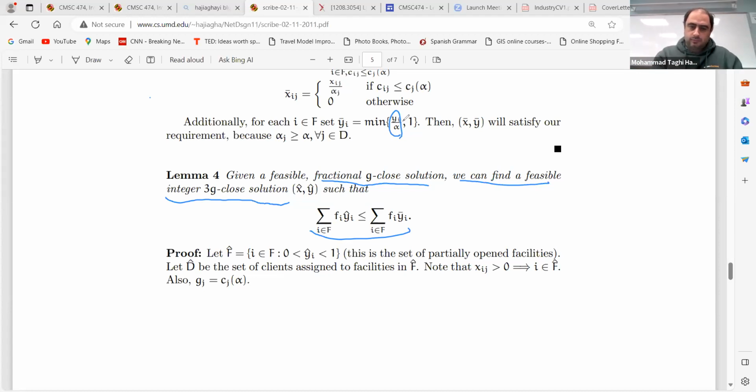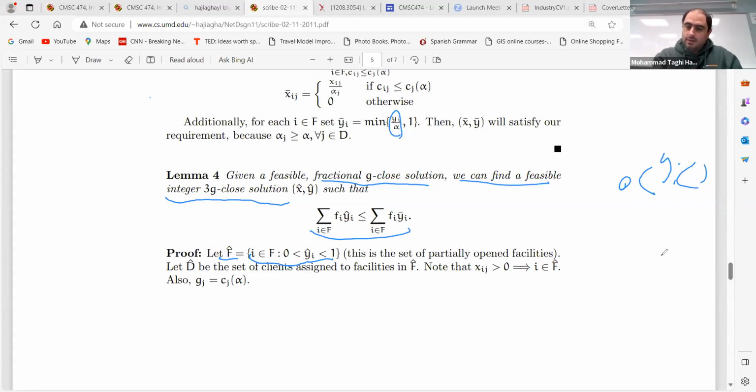So let's consider F hat, which is the set of facilities that are partially open. What's the meaning of partially? We have this solution, and now there are some facilities whose opening is not 0 or 1. If y equals 0, it means essentially not open. If y equals 1, it means completely open. So we are fine with that. These are already integral. The only problems are those that are between 0 and 1. You need to handle them. These are the partials.